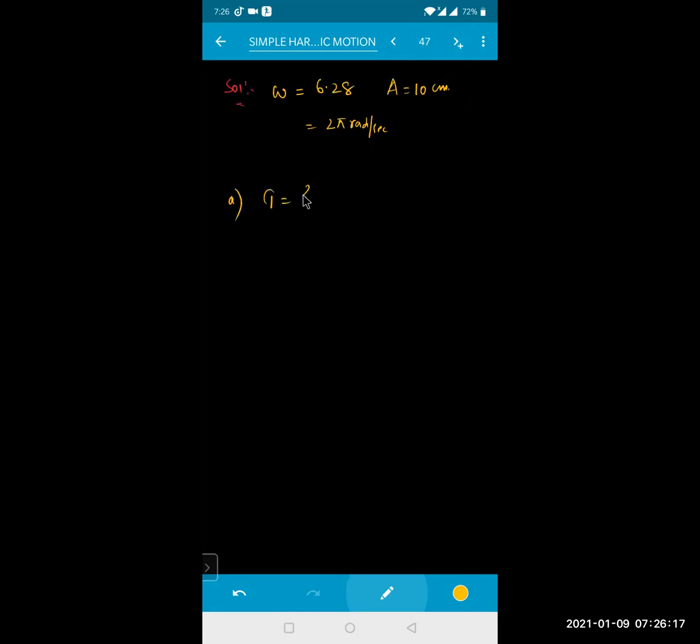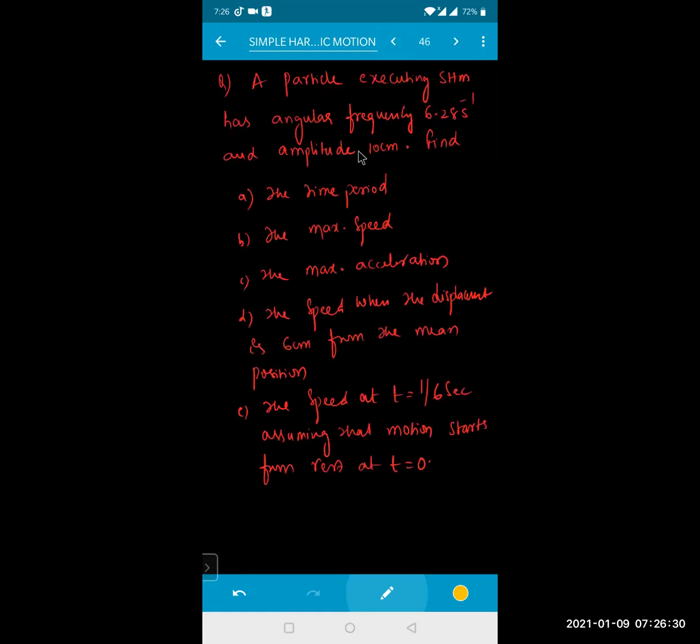T is equal to 2 pi by omega. Isn't it? So that will be equal to how much for me? 2 pi by omega, the omega value is also 2 pi. So that will be equal to 1 second. So that is your time period. Isn't it? So next question.